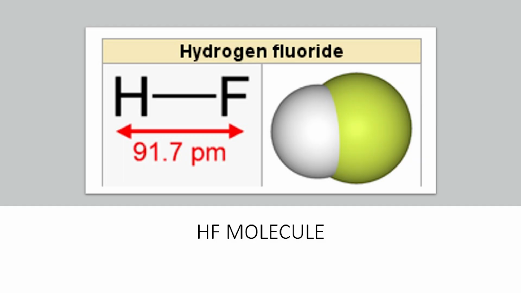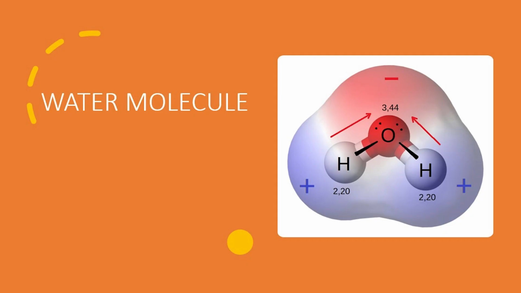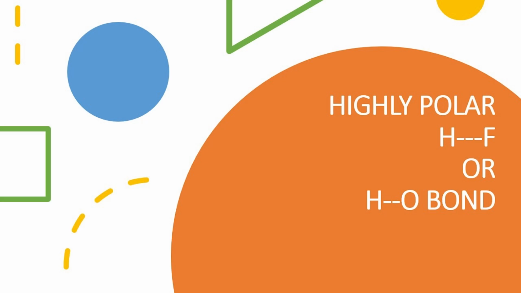We shall now think about the special case of dipole-dipole interaction. Let us think about molecules like HF or H2O, that is, hydrogen fluoride or water. The peculiarity of these molecules is that a highly polar H-F bond or H-O bond is present. Then what happens when these molecules come closer? That means when an HF molecule comes closer to another HF molecule, or an H2O molecule comes closer to another H2O molecule.